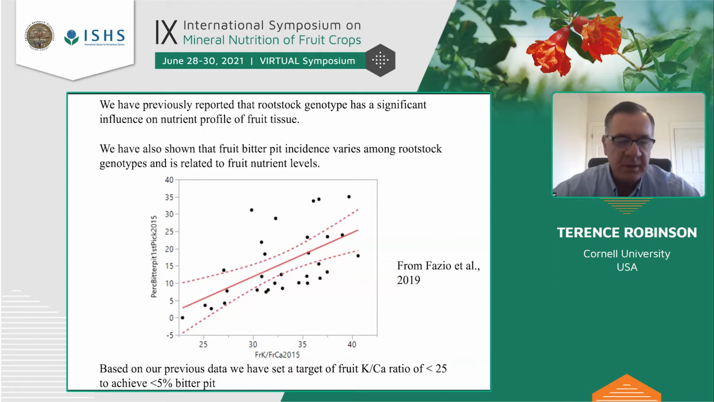This figure from our publication in 2019 shows that on the x-axis, the ratio of potassium to calcium in 2015 was related to bitter pit incidence. And from that data, we have identified a target potassium to calcium ratio of less than 25 to achieve less than 5% bitter pit. And that is on the lower left-hand corner of this slide. So if you have a potassium to calcium ratio of 25, you get about 5% bitter pit from this data.